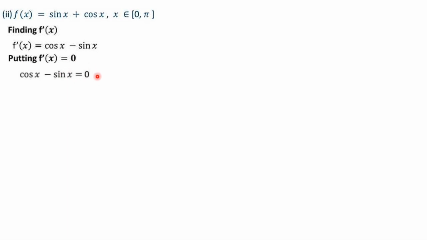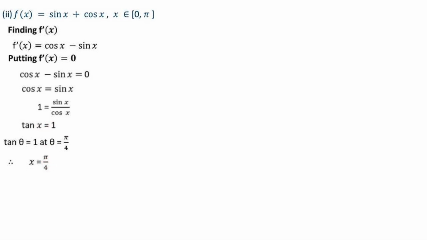Bring that minus sin x to the right side, so cos x is equal to sin x. Then bring this cos x to the denominator, that means sin x by cos x is equal to 1. Sin x by cos x is tan x, so tan x is equal to 1. Tan theta is equal to 1 means theta is equal to pi by 4. Pi by 4 means 45 degrees. So here x is equal to pi by 4, 45 degrees.